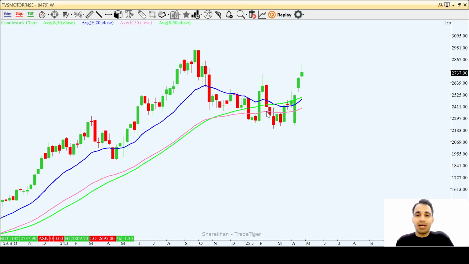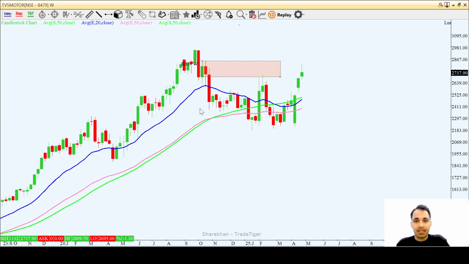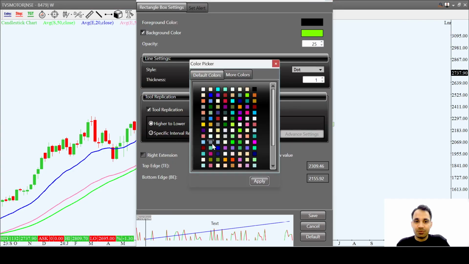So now we are on the weekly time frame of TVS Motors. Here I see a supply zone on weekly, which is laid out. So I'll change the color to red so that we can differentiate between demand zone and supply zone. And now I see two demand zones on weekly. One is here, which was played out, and another one is this one. So this is played out, so I'll change the color to yellow, so that we know, okay, this has been played out.